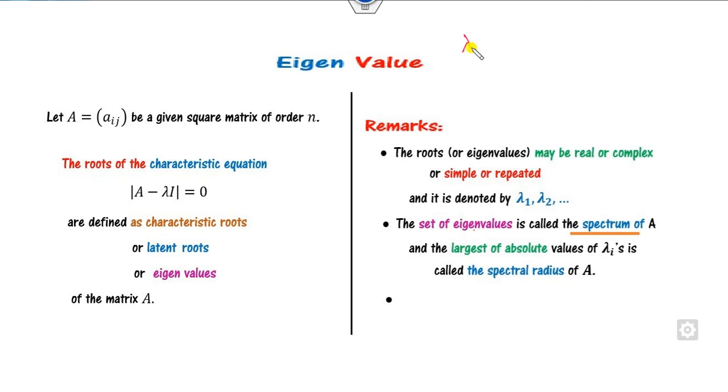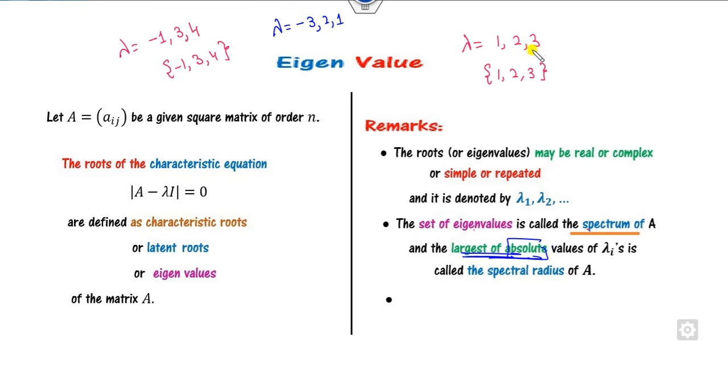What is the meaning of that? If you have these values 1, 2, 3, then if you write them as a set {1, 2, 3}, that is called the spectrum. On the other hand, if you have the values -1, 3, 4, then the set {-1, 3, 4} is called the spectrum. And the largest value: say the eigenvalues are -3, 2 and 1, what is the largest eigenvalue in absolute value? In this case, the largest value in absolute terms is 3. This is called the spectral radius.